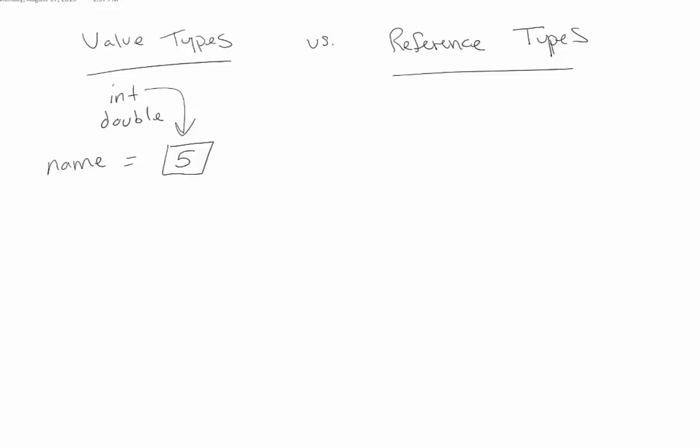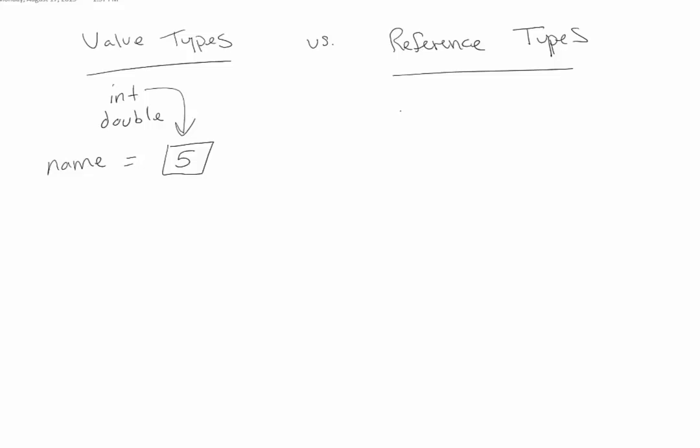In contrast, we have the idea of a reference type, or a reference type variable, which contains the address of a location in memory where data is stored. And then we just refer to that by the variable. So the variable is said to refer to an object in the program.